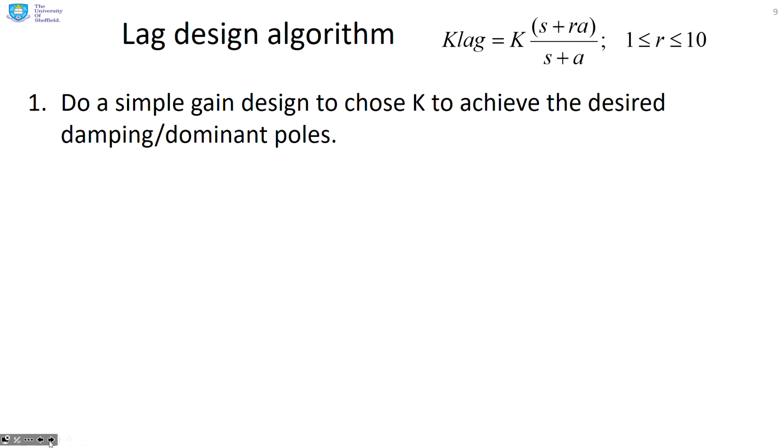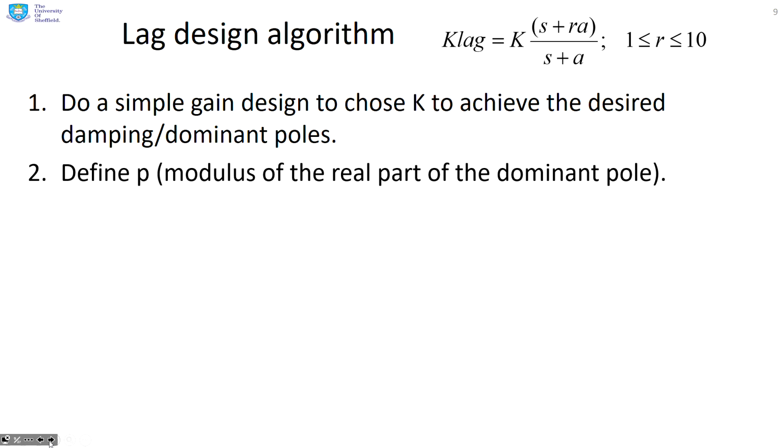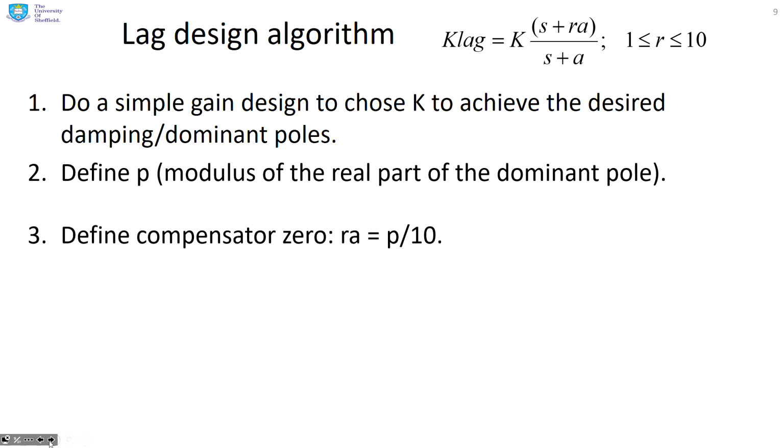First, do a simple gain design to choose K to achieve the desired damping of the dominant pole. So that was the previous video. Then define P, which is the modulus of the real part of the dominant pole. In fact, you'll have got that as part of step 1 already.